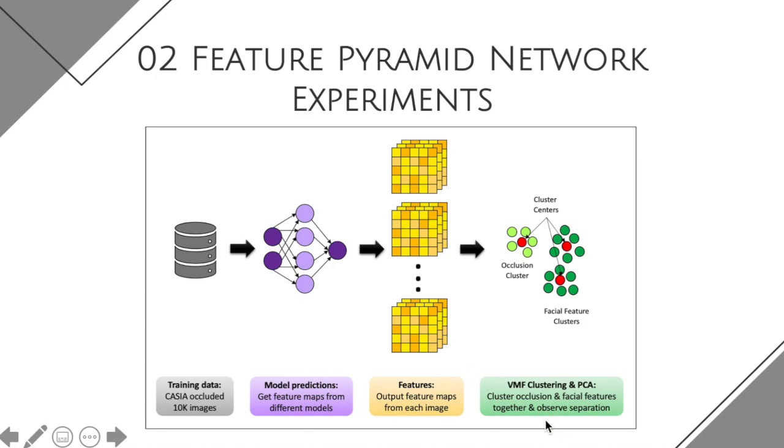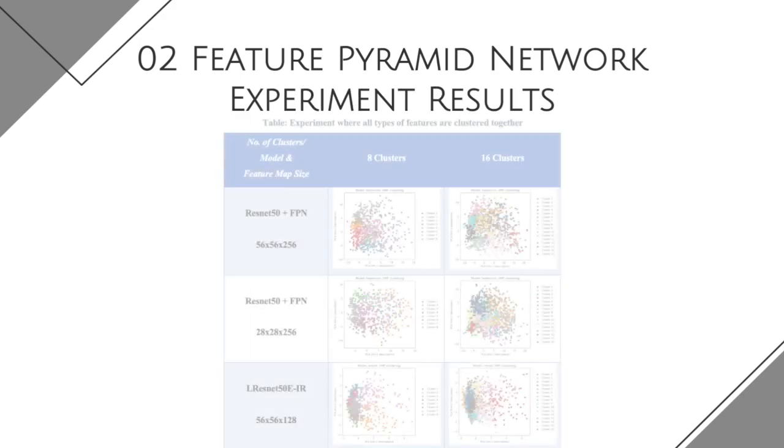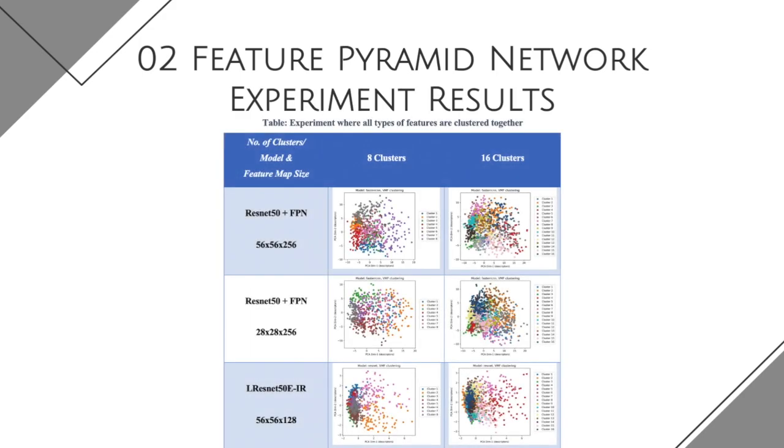Hence, we will be able to observe the separation between the clusters and hence determine whether the model is able to separate out the noise, which is the occlusion features, versus the facial features. As you can see here, feature maps of different sizes are extracted from the FPN and experimented with. We can see that we experiment with a backbone CNN of ResNet 50 plus FPN with a feature map size of 56, 56, 256, and so on.